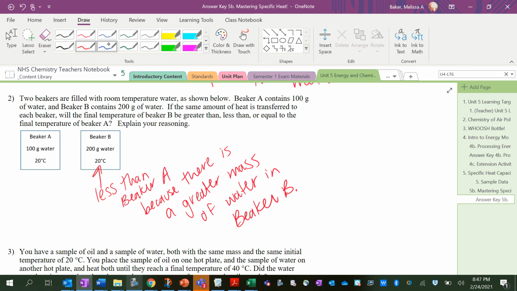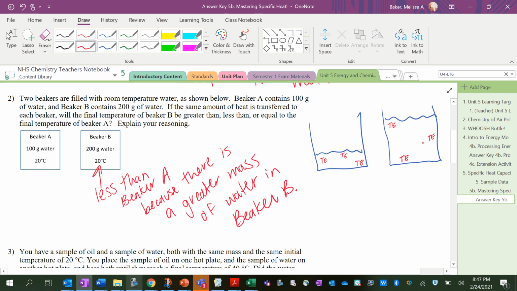Like if I were to try to draw this in a picture form, here's my beaker with 100 grams of water. Here's my beaker with twice as much. I'll make my thermal energy units be a T. They're way more spread out in this one. So this one would have more of an impact and change the temperature a greater amount.